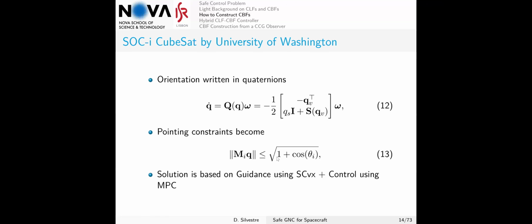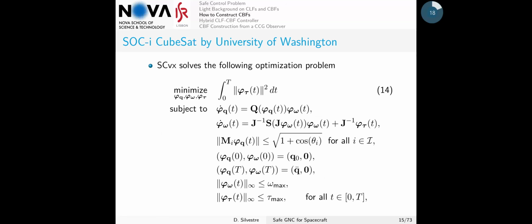And so the idea in this work in the literature is that you can split, as is normally done in guidance and control. For the guidance, they are solving this as an optimal control problem with successive convexification, that's this SCvx. And then for control, they are using MPC linearized around the nominal trajectory. So that looks like this.